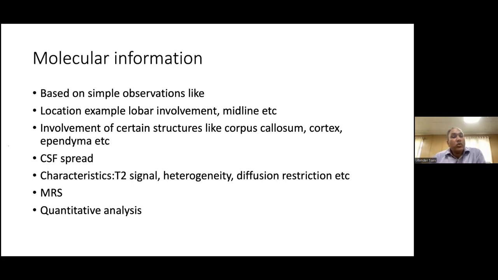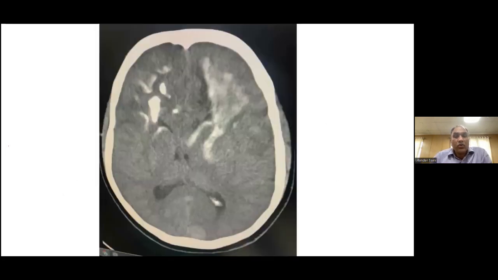Low signal on T2 weighted images indicates a slightly aggressive tumor. Heterogeneity within the tumor is also an indicator of a more aggressive lesion. Diffusion restriction is an indicator of an aggressive lesion. Then you can do a mass spectroscopy and quantitative analysis, which I will not go into. For example, this simple observation: this is a case which had a lot of calcification in a neoplasm.